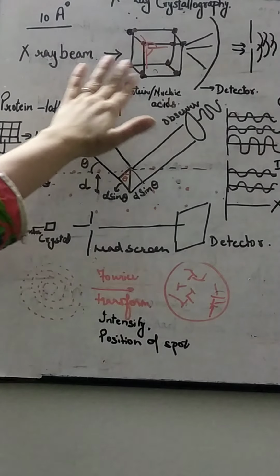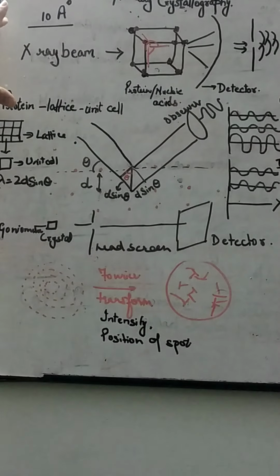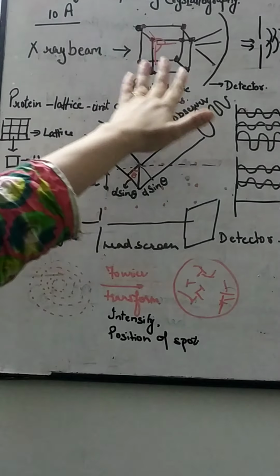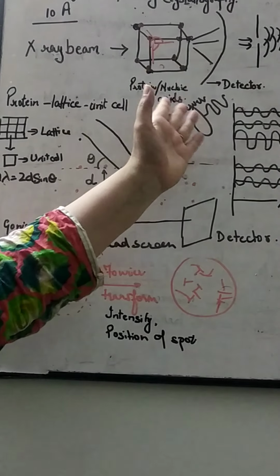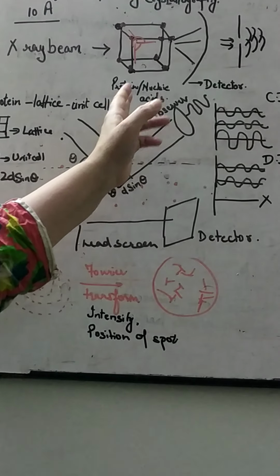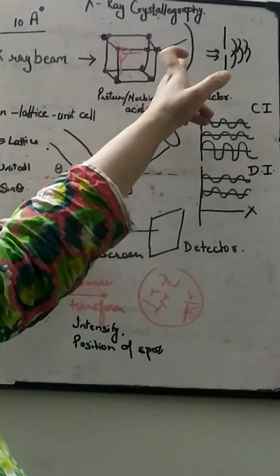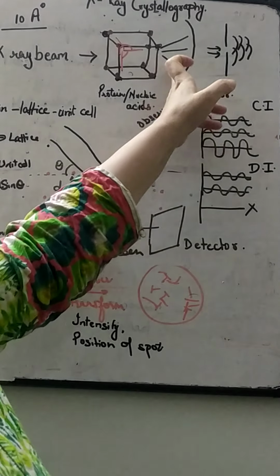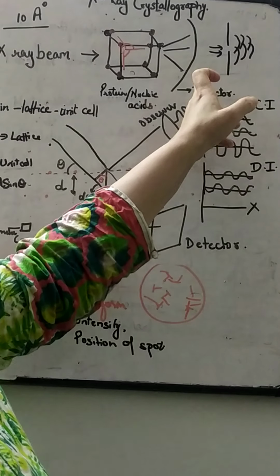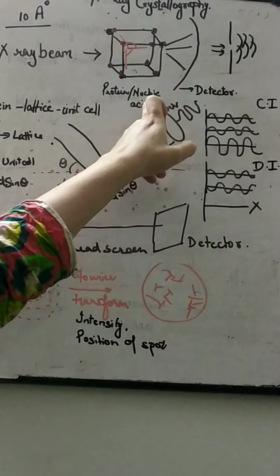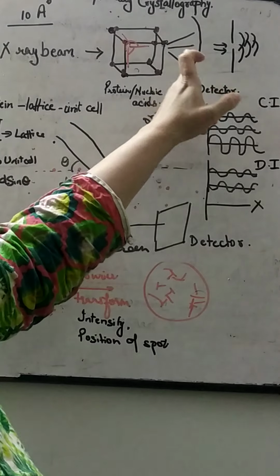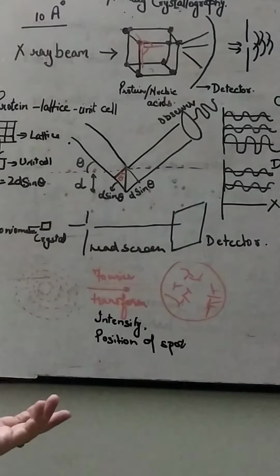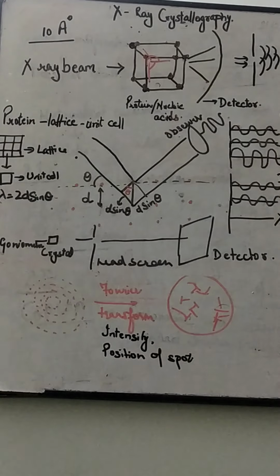Now, whenever we are having a crystal, a general representation of the technique is that whenever an X-ray beam hits the crystal, maybe of a protein or a nucleic acid, the light gets diffracted. That is, it is reflected in all the directions, and once it gets reflected in all the directions, it falls on this detector and gives certain spots which are useful for determining the structure of the macromolecule later on. Now, how does it happen?